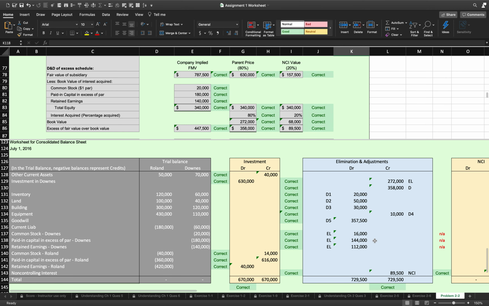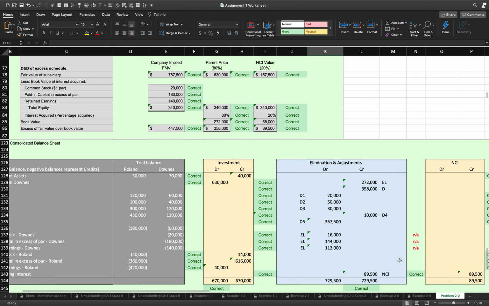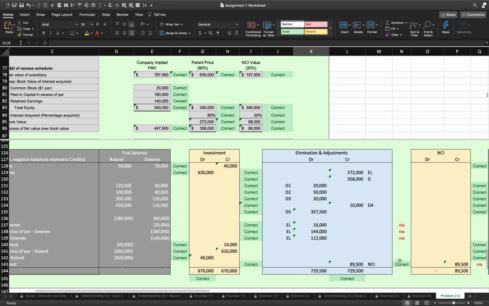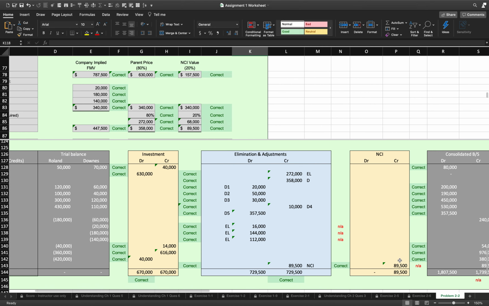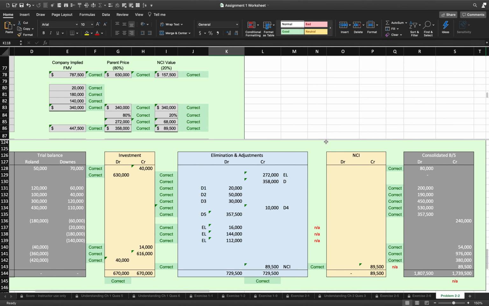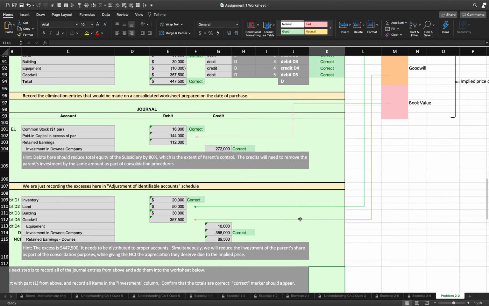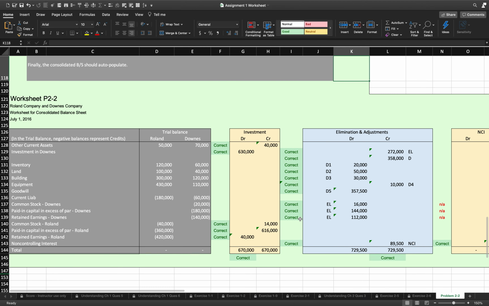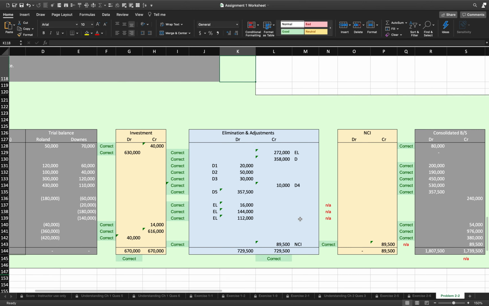Incidentally, that brings us to a correct amount for the elimination and adjustment entry, and now we don't really even need to go back to this top part. We can just focus in on here because all the hard work's been done.